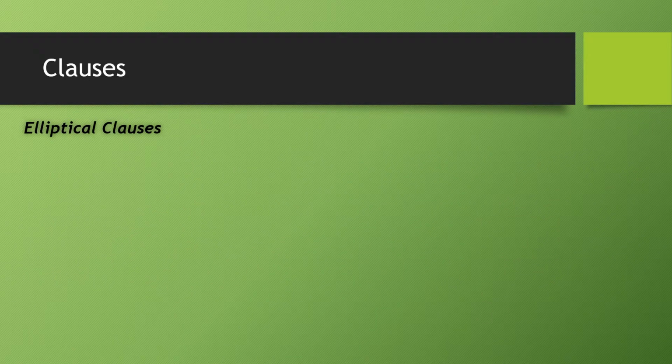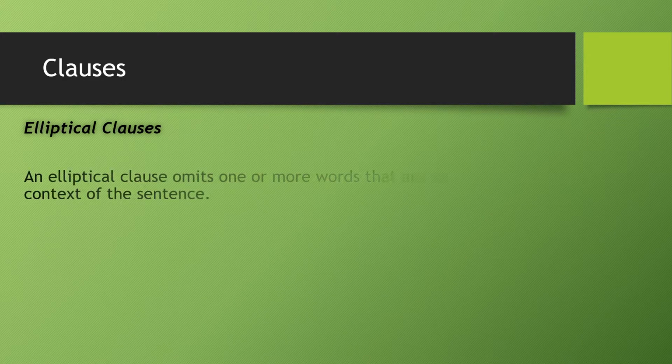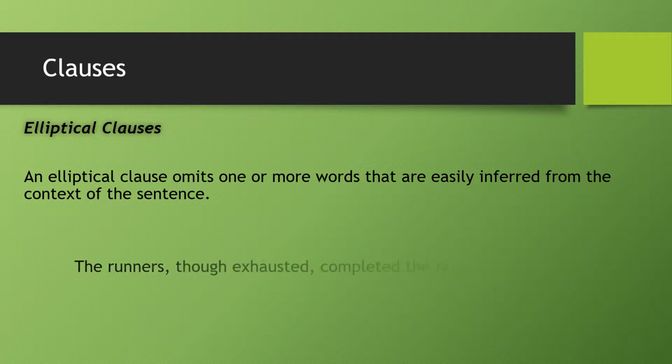We're going to give our attention now to the last category, which is elliptical clauses. And an elliptical clause is in a category pretty much by itself. An elliptical clause omits one or more words from a clause that are easily inferred from the context of the sentence. Now that may sound a little bit confusing, so let's look at some examples to try to understand what we're talking about here by way of elliptical clauses.